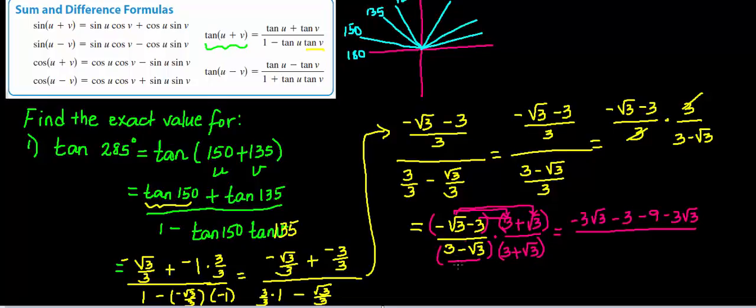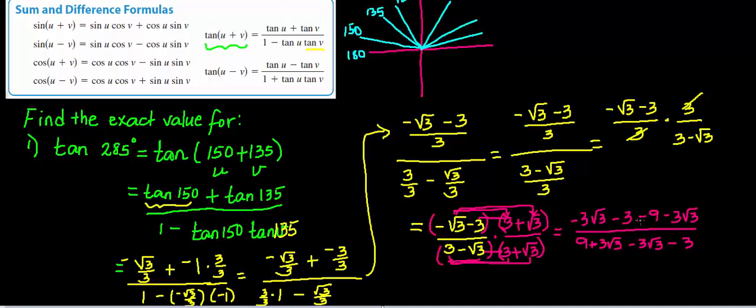In the bottom, when I do FOIL, 3 times 3, 9. 3 times the square root of 3, 3 square root of 3. Negative square root of 3 times 3, negative 3 square root of 3. And negative square root of 3 times positive square root of 3 is negative 3.